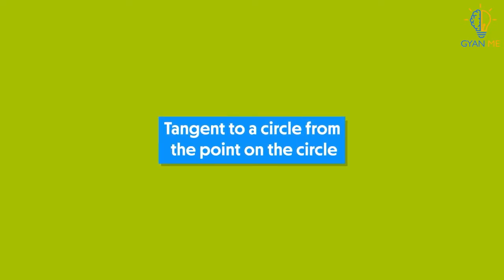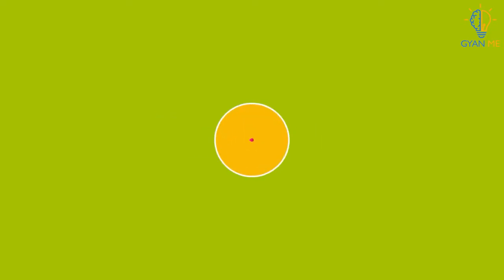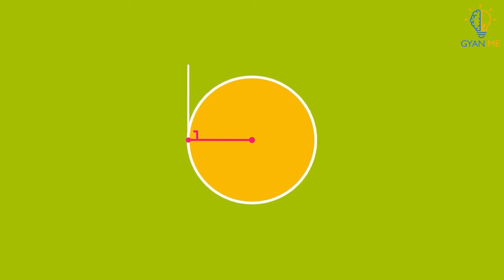First, let us see how to construct a tangent to a circle from a point on the circle. We know that radius and tangent of a circle are perpendicular to each other. So, if you want to draw one tangent at a point on the circle, simply draw the radius at this point and draw a line perpendicular to this radius, and this will be the required tangent at that point.